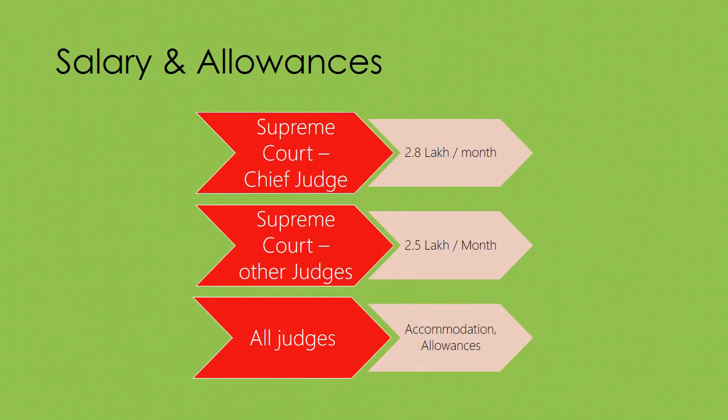Salary and allowances of the Chief Justice of Supreme Court. The Chief Justice of Supreme Court draws a salary of 2.8 lakh per month. The other judges of the Supreme Court draw a salary of 2.5 lakh per month. Apart from the salary, the judges are entitled to free accommodation and other allowances as permissible by law.